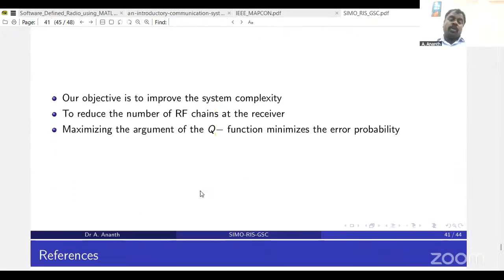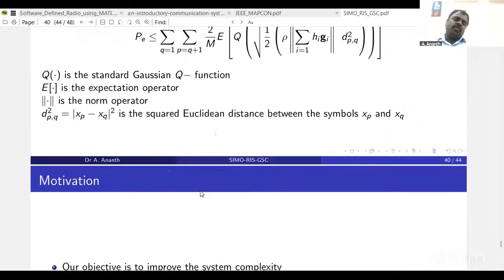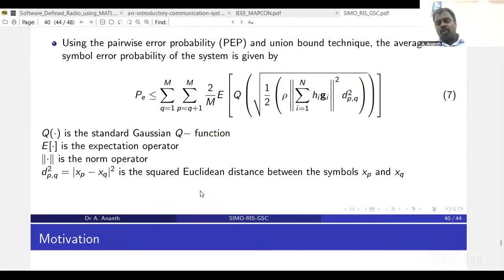Okay, so from this, we got motivated on how to develop a low complexity detector. This is the expression from which we got motivated. Why? Because we know what the Q function is, right? What is the Q function? It is the standard Gaussian Q function.